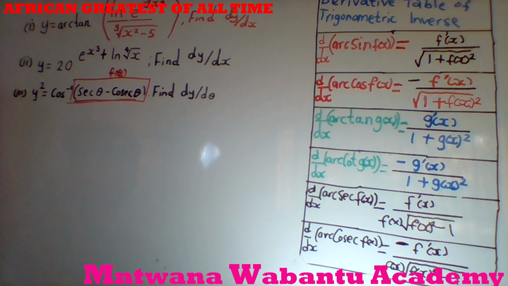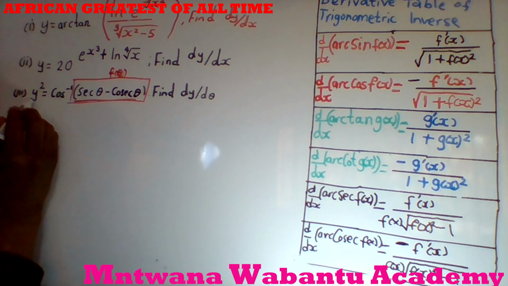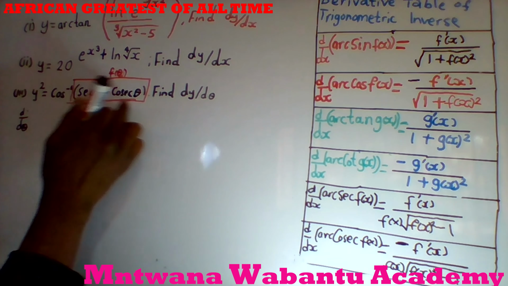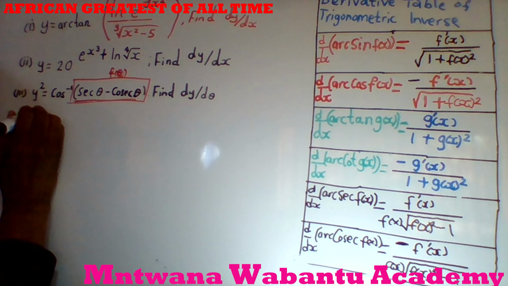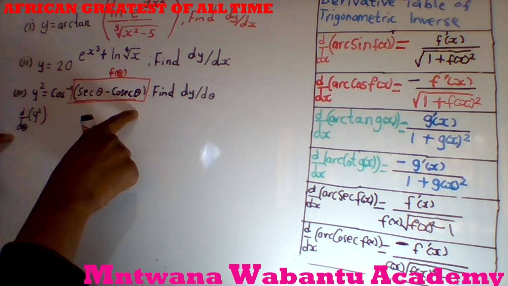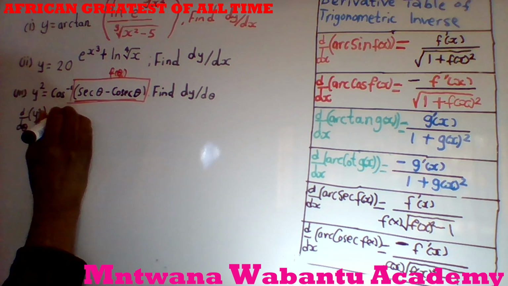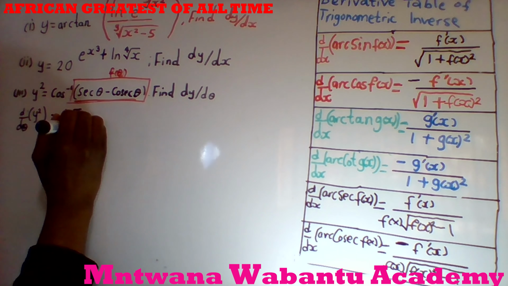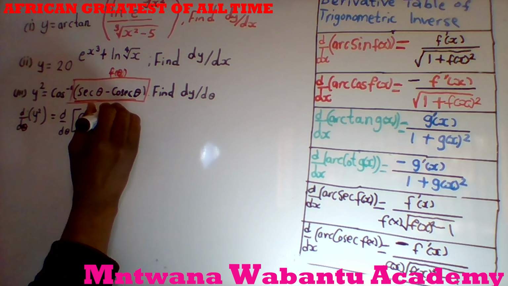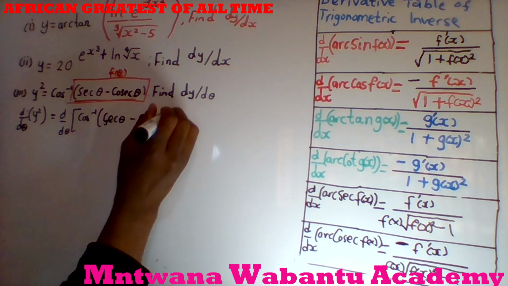So this time, excuse me, I'm going to differentiate with respect to theta, d theta. You know why I say d theta? Because you differentiate with respect to theta here. If it was x, you would say d dx. But in this case, d theta of y squared equals d theta of everything we have here, cos inverse of the function. Our function is sec theta minus cosec theta.